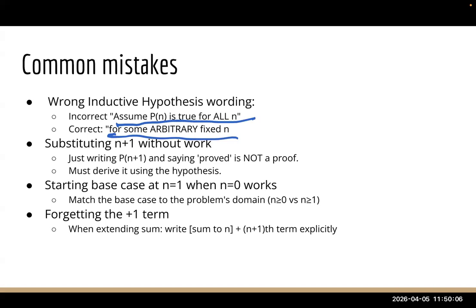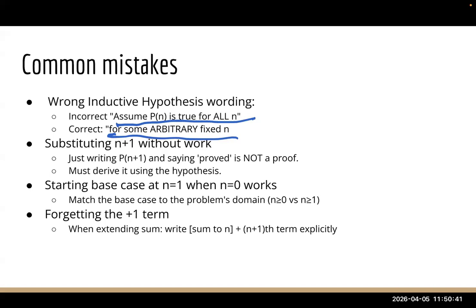Now we sometimes substitute n plus 1 without showing any work. Like I kind of skipped over that step in the last question. No, we want to be very specific. We want to show that the n plus 1 work exists, and I'm not skipping any steps. It should be thorough. The more thorough you are with proofs, the better it is for scoring. And just writing Pn plus 1 and saying proved is not a proof. We must derive it using the hypothesis work.